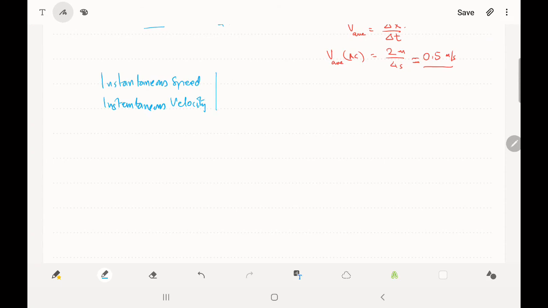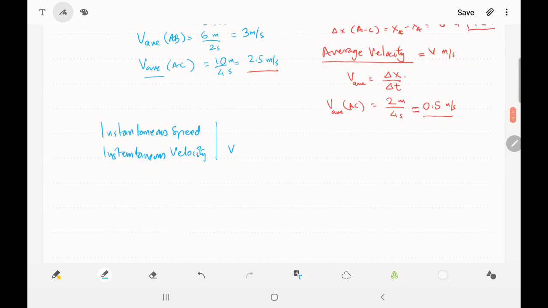Now, the instantaneous velocity is written simply as v, and the instantaneous speed will also be written as v. Now, if you're going from this position to here, so that's x final, that's x initial, and so this is delta x, and the time taken to go from here to here is delta t. So the average velocity is delta x over delta t.